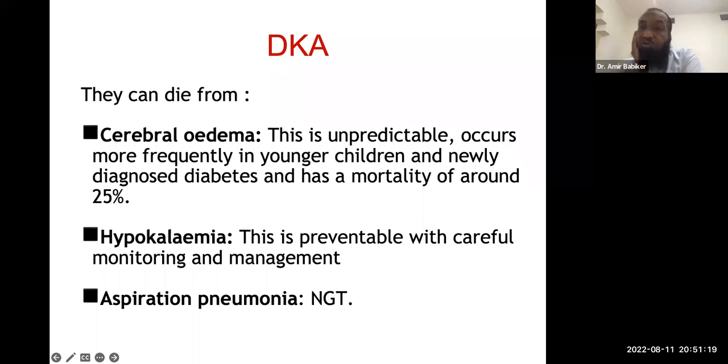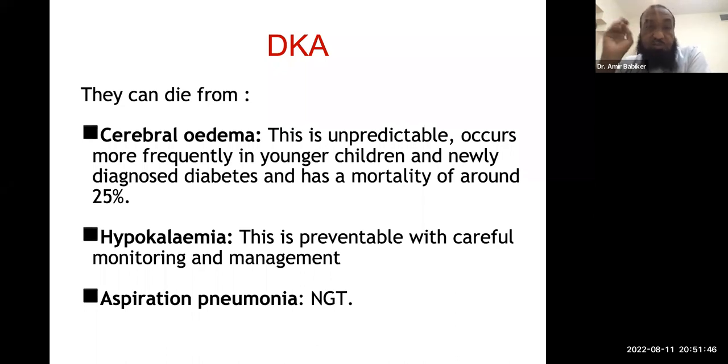4 main components. Fluid, IV fluid, very good. Insulin, very good. ABCs or monitoring, very good. Electrolyte management. Nobody has written yet. Potassium, very good. Okay, these are the four things: fluid, insulin, electrolytes, and monitoring.